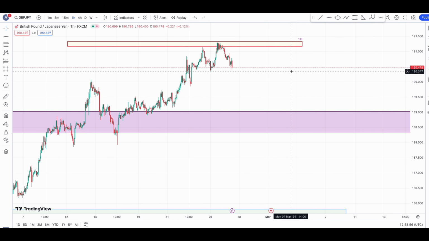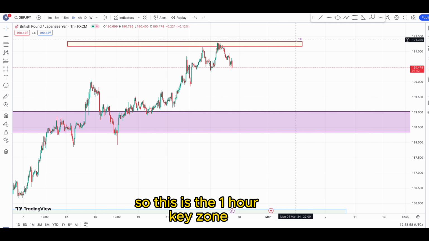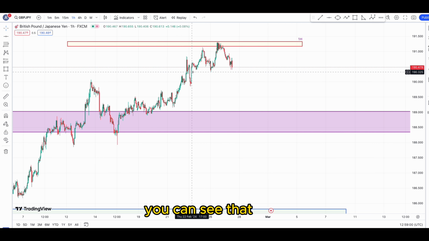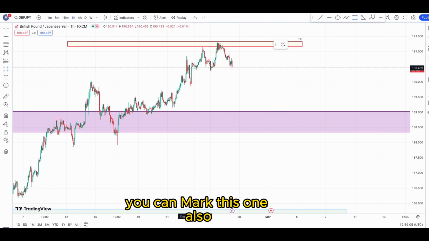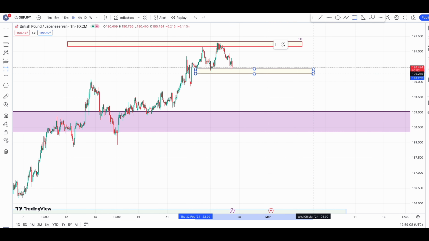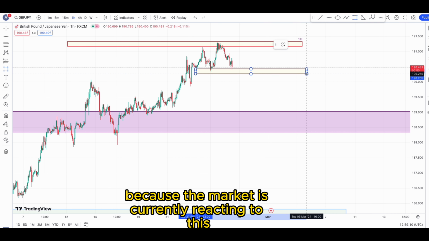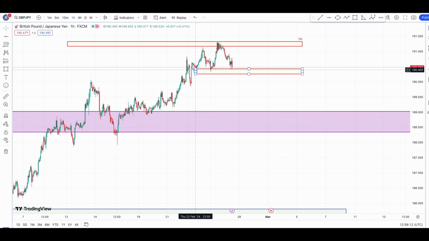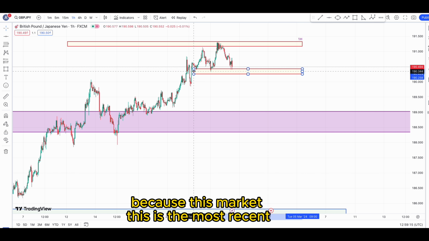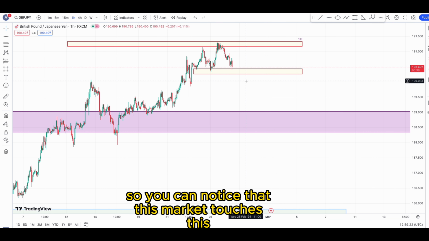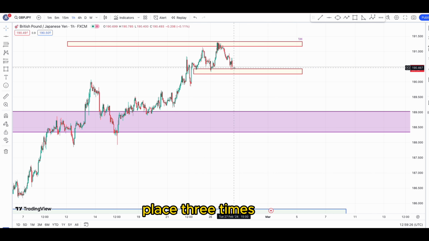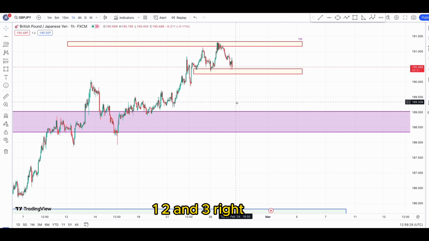So this is the 1 hour key zone. You can see that there's a touch here and there's a touch here. If you like, you can mark this zone also, because the market is currently reacting to this particular zone. You can also mark this zone because this is the most recent key zone in this particular market. So you can notice that this market touches this place 3 times, 1, 2, and 3, right?